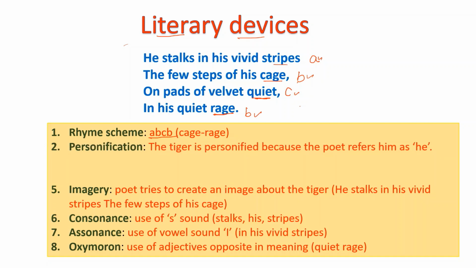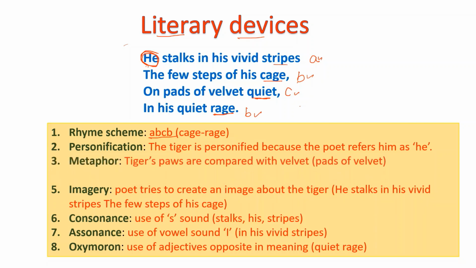Personification जब हम किसी को किसी person की qualities दे देते हैं, that is personification. Here the tiger has been used with pronoun he. Generally tiger के लिए we use pronoun it, but over here we have used he, so he is the personification. Next literary device is metaphor. टाइगर के पोज को बोला गया है velvety. वेलवेट के साथ कंपेयर किया गया है pads of velvet, so ये है metaphor.